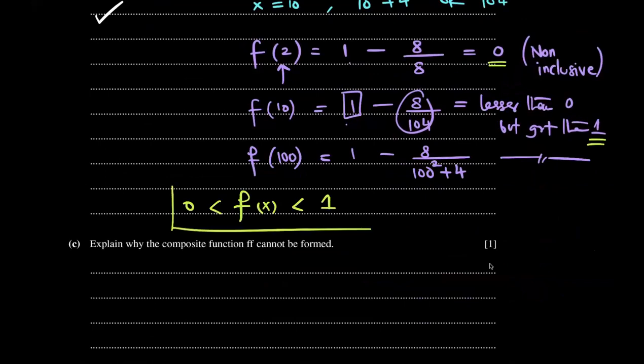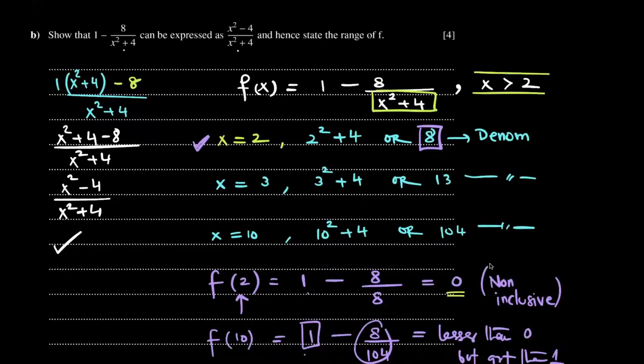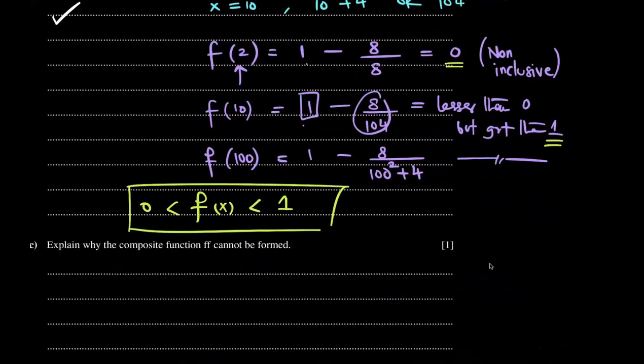That is how we calculate this range, because we don't know how to sketch this particular graph because it's not part of the syllabus. So we have to apply all these concepts. I can even plug in infinity over here. So 8 divided by (infinity squared plus 4), that will be almost negligible, almost 0. So I'll be left with a 1. Therefore, this makes perfect sense.